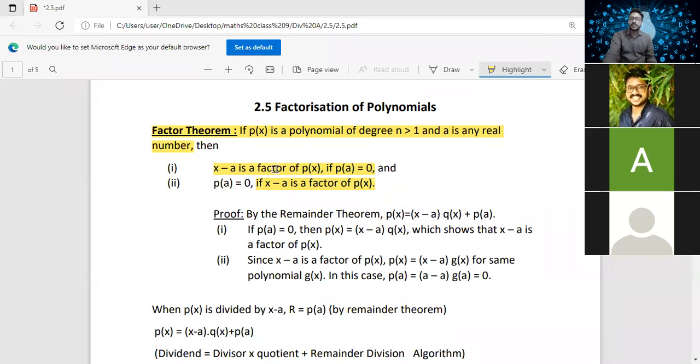Now let us go. We are given that if x minus a is a factor of p of x, then p of a is equal to 0. We are going to prove this, and in order to prove this, we need the help of the remainder theorem, which you have just learned in section 2.4. The remainder theorem states that p of x is equal to x minus a into q of x plus p of a. It just states that only.